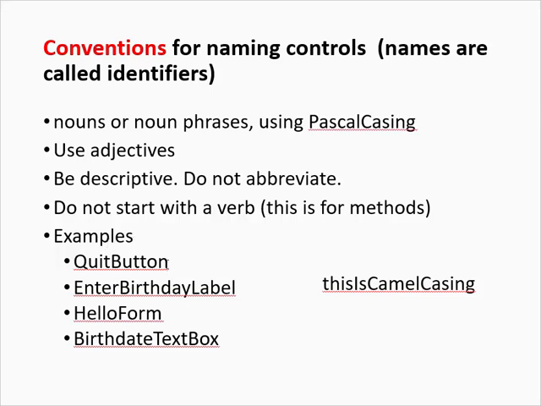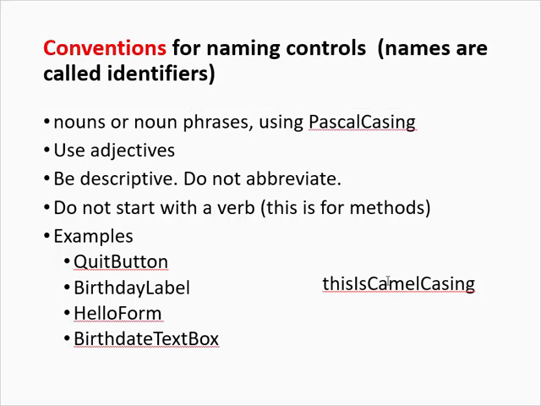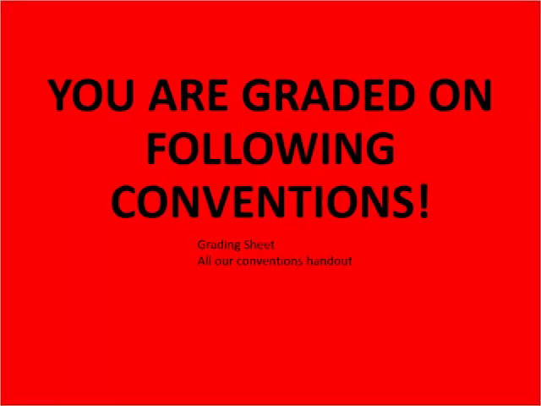So here are examples for naming your controls. A quit button. Button is a noun, and quit is an adjective describing the kind of button it is. This one's not a good one. It should be a birthday label. A hello form, a birthday text box. Okay, so that looks good. These are good examples of naming a control.